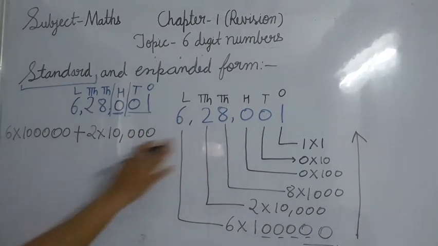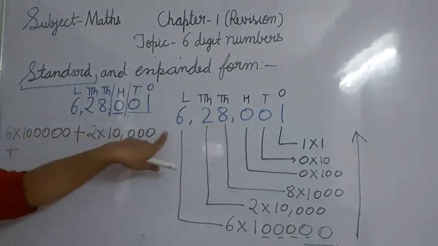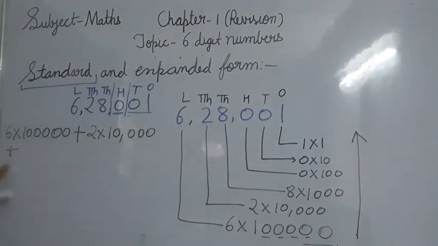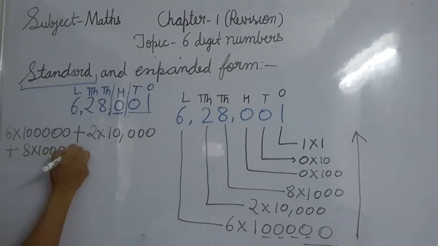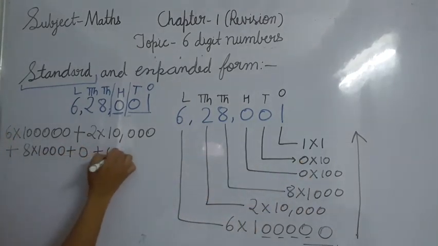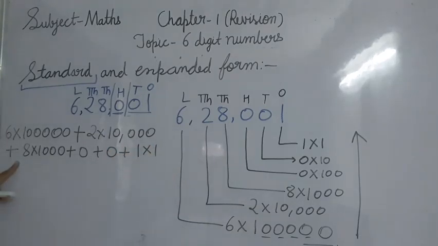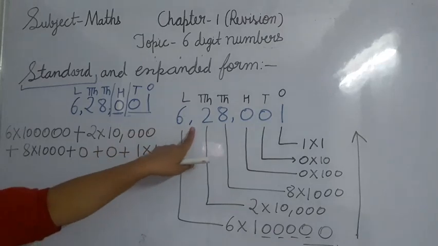Now I don't have space here, so that's why I'm writing here. Then you will continue in the same way. Okay, now in the same row you will continue. I don't have space, that's why I'm writing here. So after this we have plus 8 multiply by 1000 plus, now 0 0 is there, so you can write 0 0, then 1 multiply by 1. So this is the expanded form for this number.